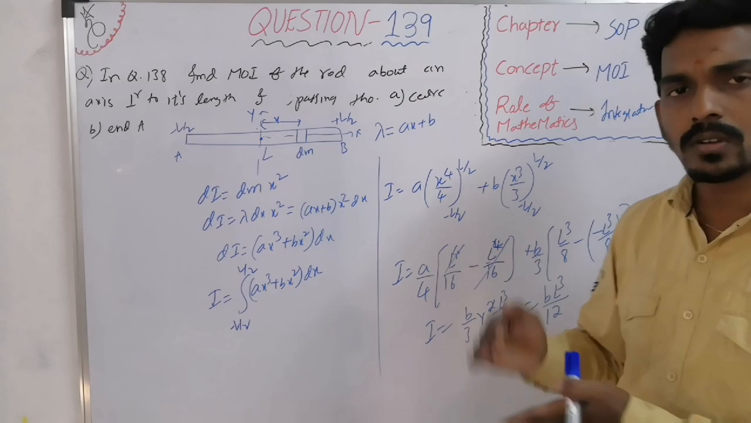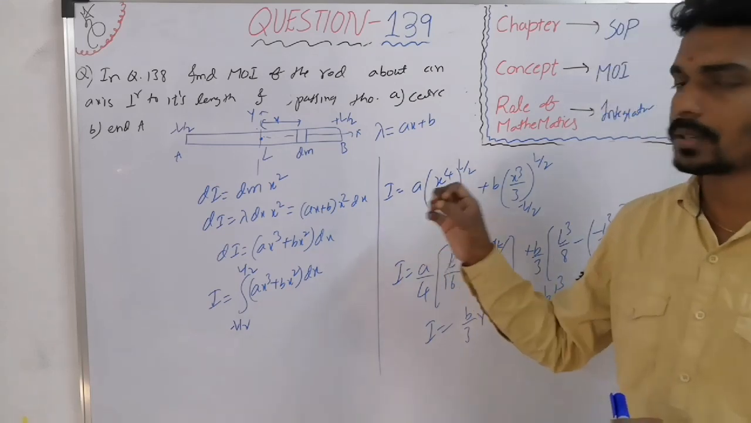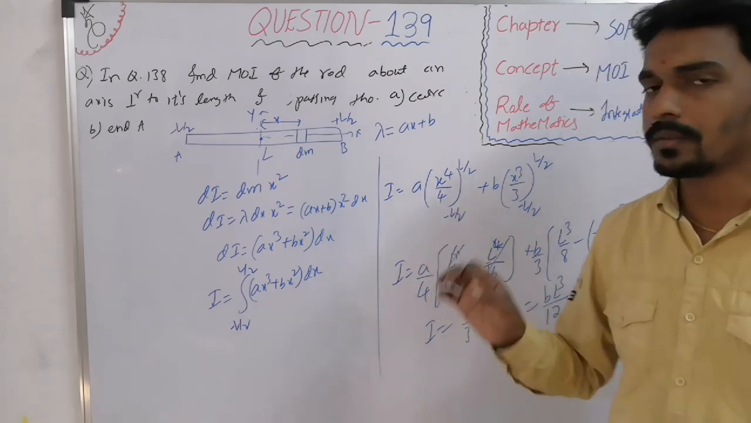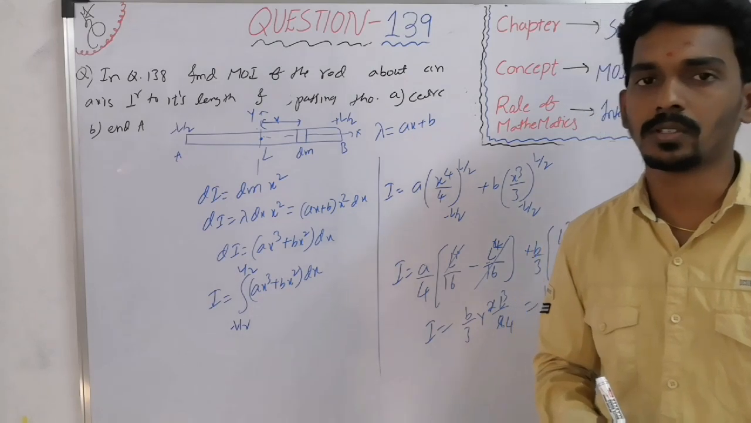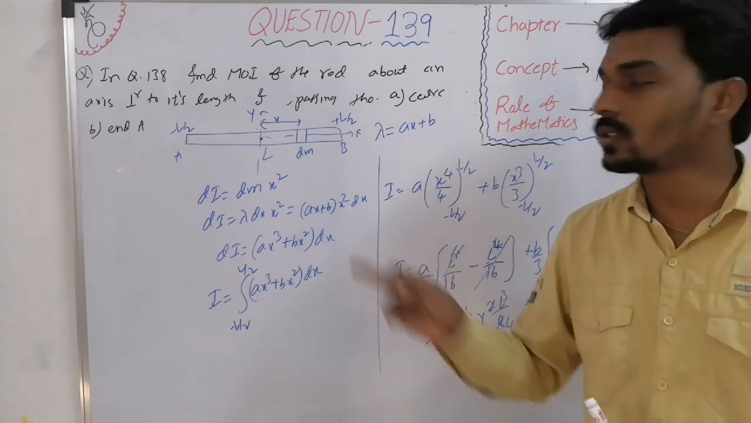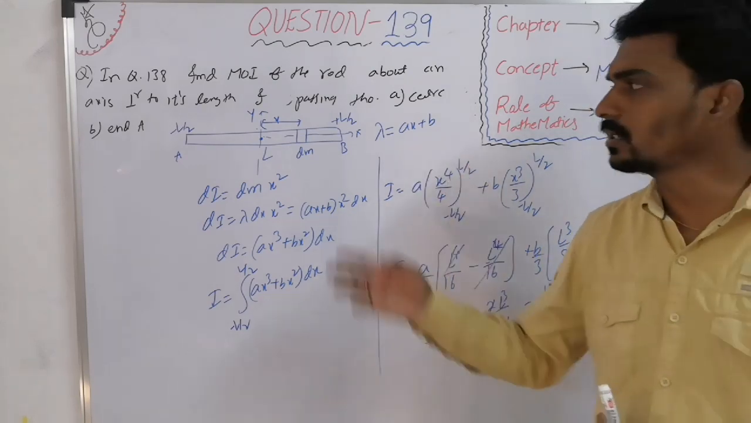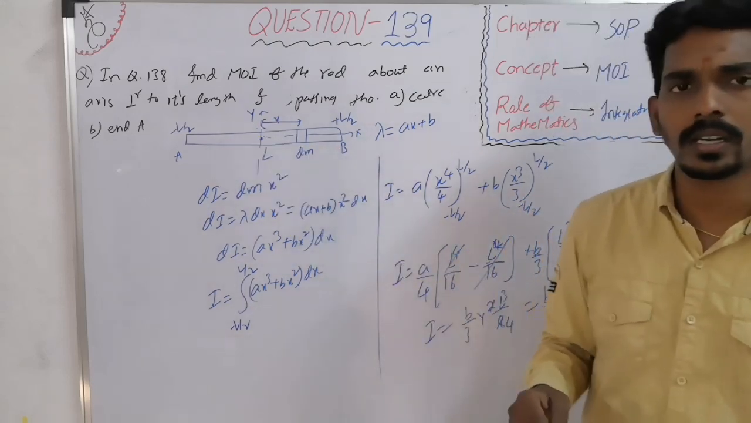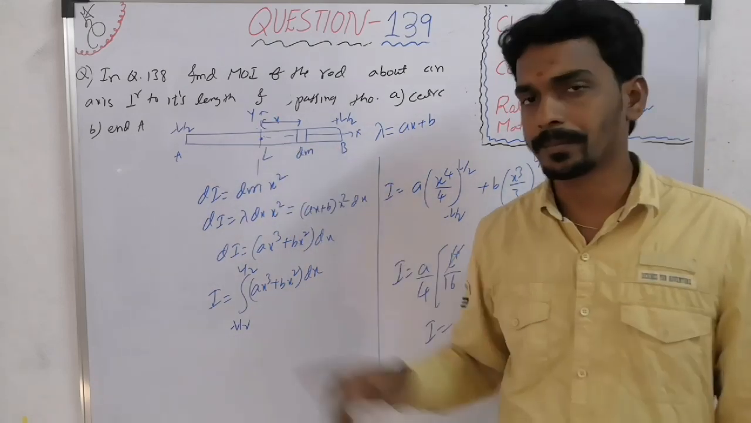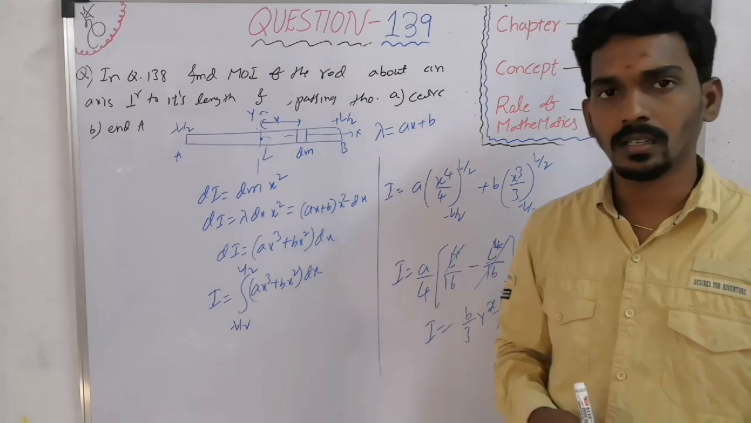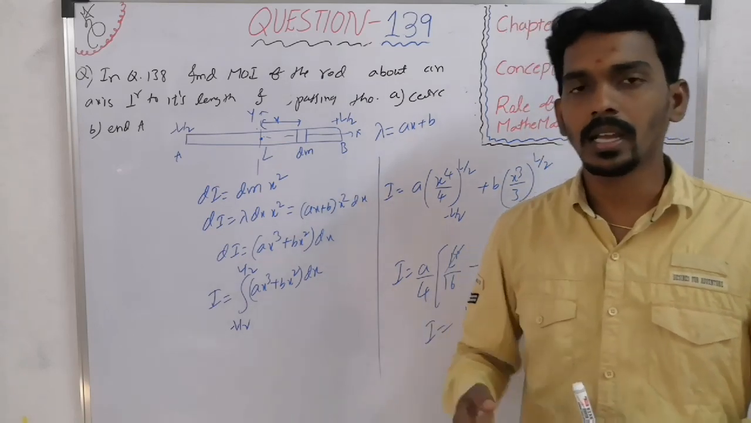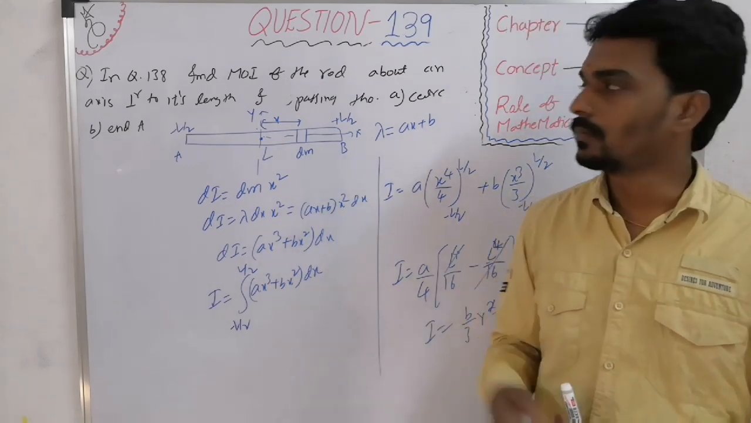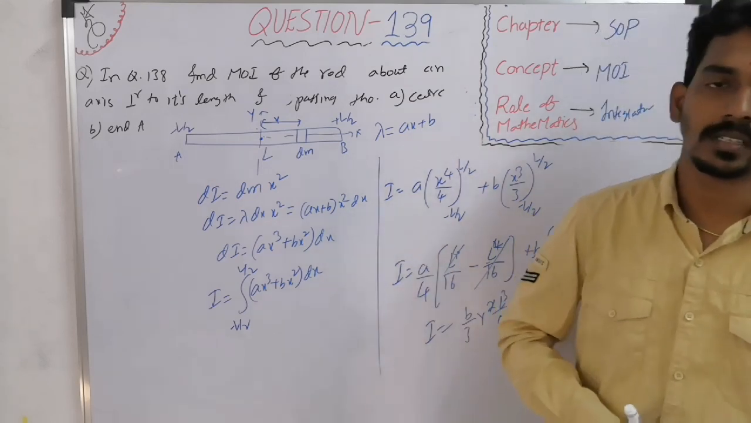So that is the way you can find the moment of inertia for a body with continuous mass distribution, especially non-uniform distribution. Because if it is uniform distribution, where the center of mass will lie? At the center. Then what is the moment of inertia? ml square by 12. But this is non-uniform distribution.